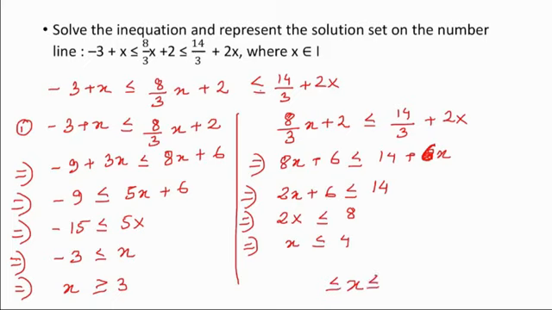So on both sides we have an equal to sign, so the range of x would be from 3 to 4, and since it represents only integers, the only solution for this inequality is 3 comma 4, and on the number line that would only take the values of 3 and 4.